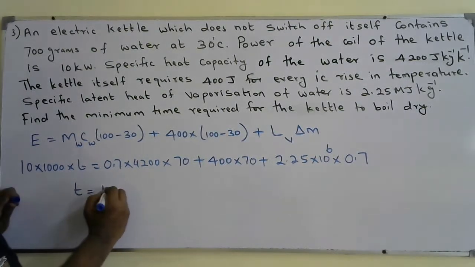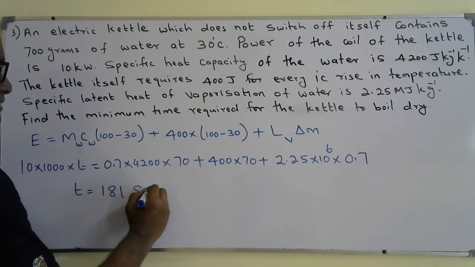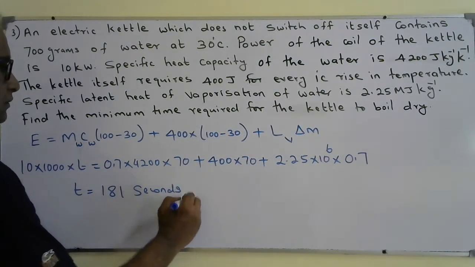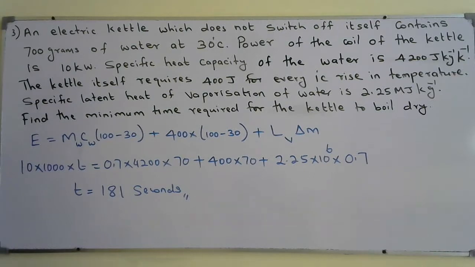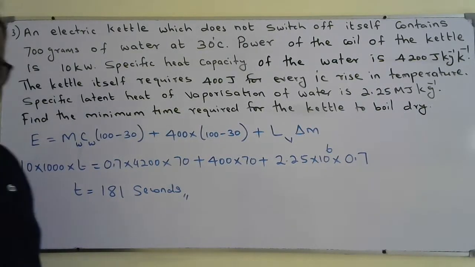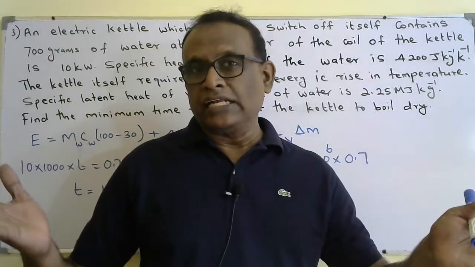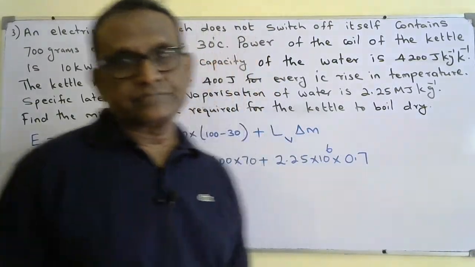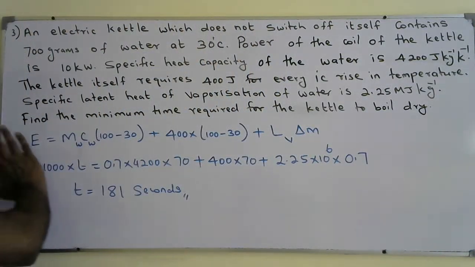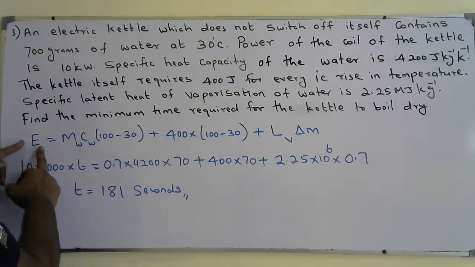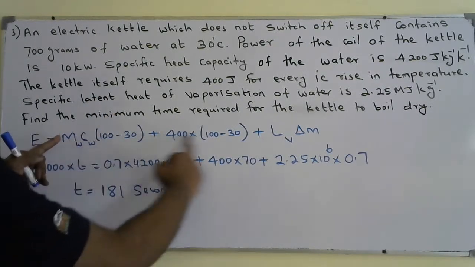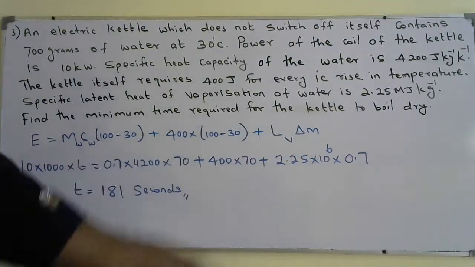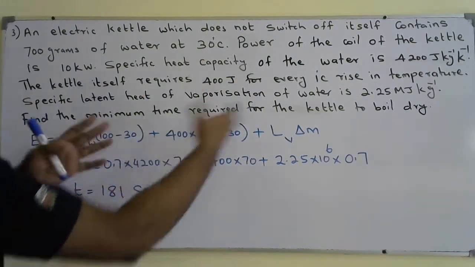So that will be 181 seconds. Here we assume no heat loss to the surroundings. The kettle is thermally insulated. We assume like that. That could be a question, like what's the assumption you made in this calculation? There is no heat loss from the kettle to the surroundings. So we are actually using the conservation of energy: the heat given by the heater coil is transferred to other components, water, kettle, then water to vaporize.